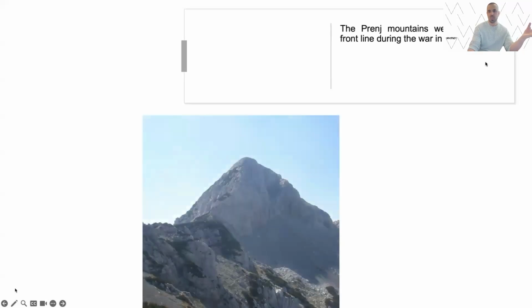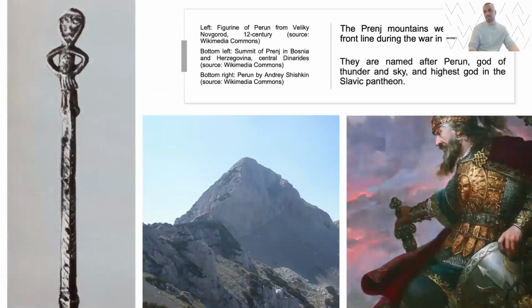And I think here I managed, again, I'm not sure if this is what Maja had in mind when she started painting and when she started this series, but it was quite extraordinary for me to realize that there are mountains in Bosnia where actually the front line was held or was fought during the war in the 1990s. And that mountain, interestingly and importantly, is named after Perun, Perun being the god of thunder and sky and the highest god in the Slavic pantheon.